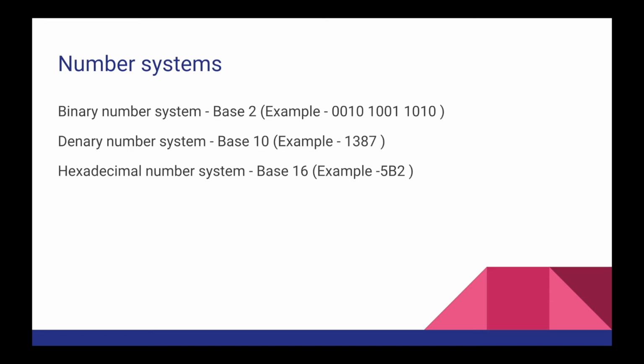An example of binary number system would be 0010, 1001, 1010, all made of ones and zeros. An example of denary number system would be 1387, that is, it can be any whole number. Then, an example of hexadecimal number system would be 5B2.